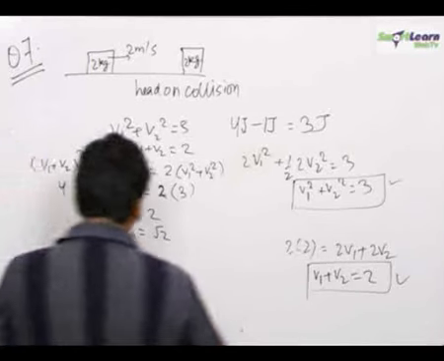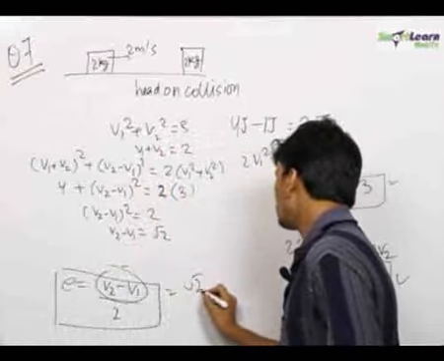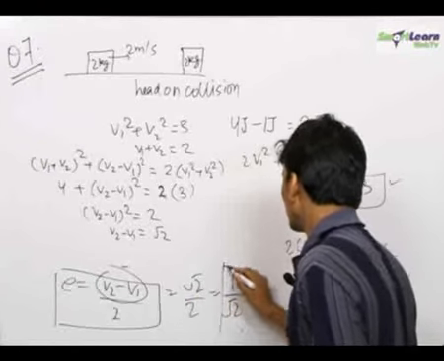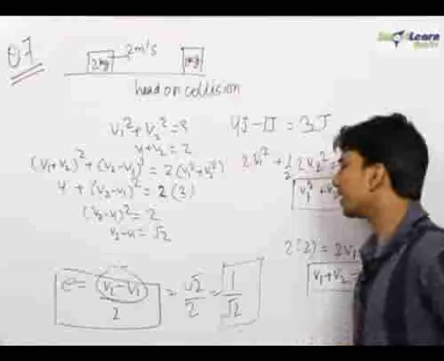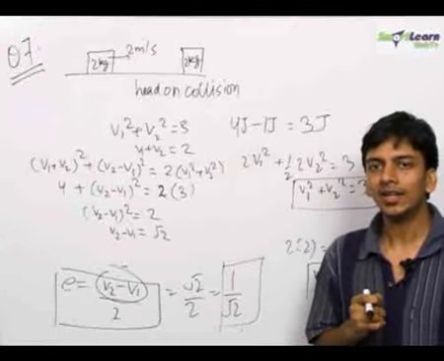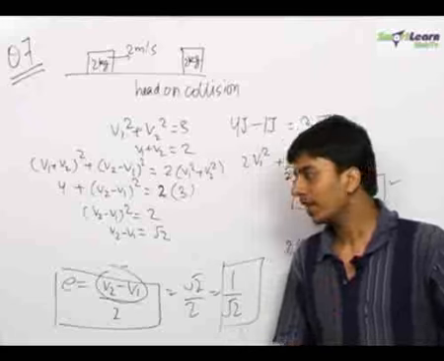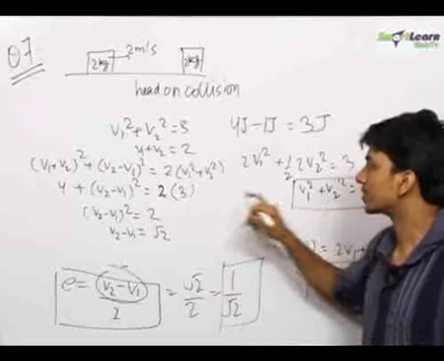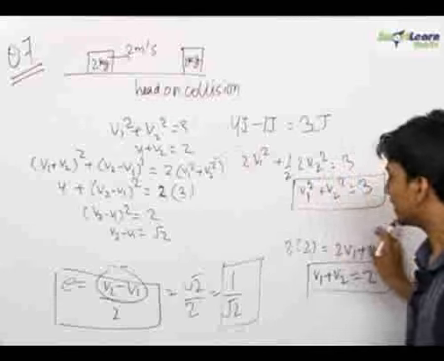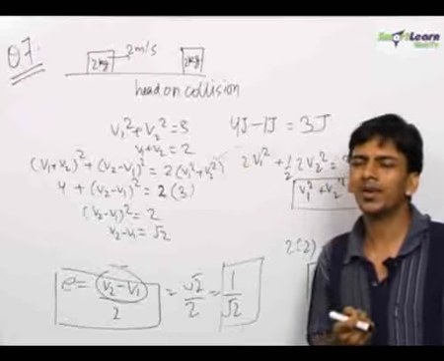When we fill in the value here, we get e is equal to root 2 upon 2, that is equal to 1 upon root 2. So this is the final answer for part B, the coefficient of restitution. You have to always be aware and take shortcuts whenever there are chances. If you had done this question by solving the quadratics, it could have been solved, but that would have just become a little bit difficult.